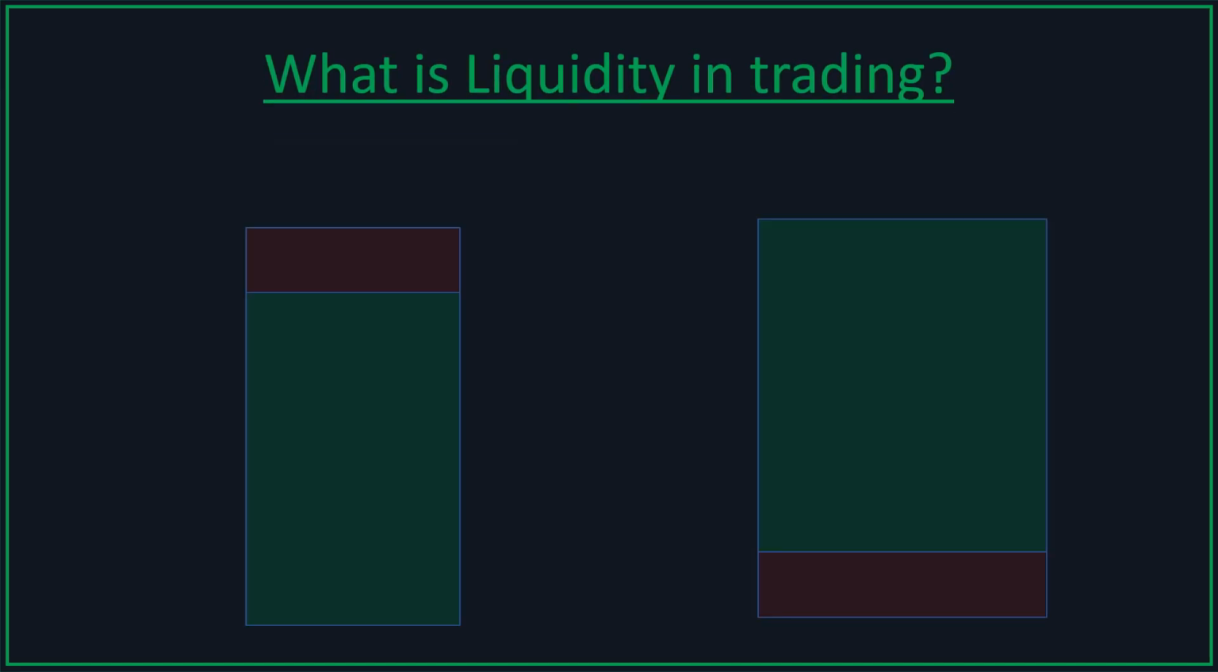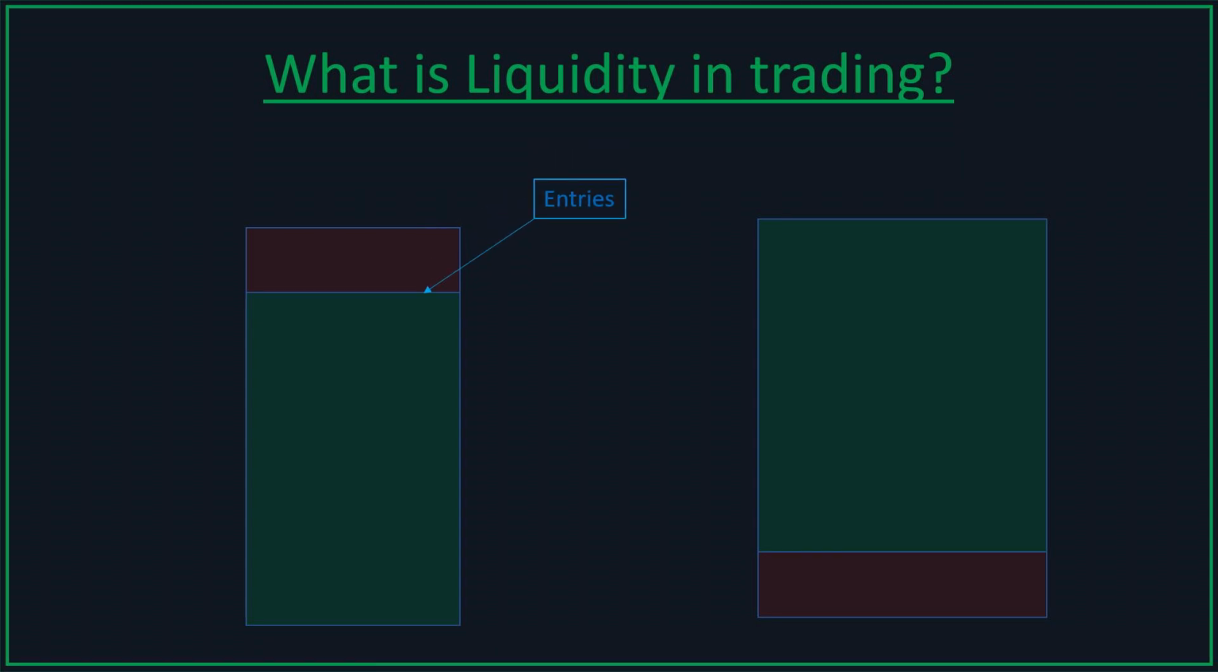Let's dive into the main topic: liquidity. It is important to understand what we mean by liquidity in trading. Simply put, liquidity refers to money. To identify areas of liquidity, you need to ask yourself, where is the money? In the markets, money can only appear in three forms: entries, stop losses, and take profits.